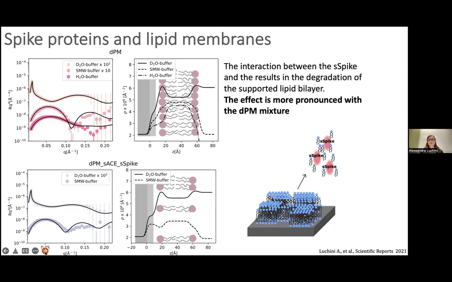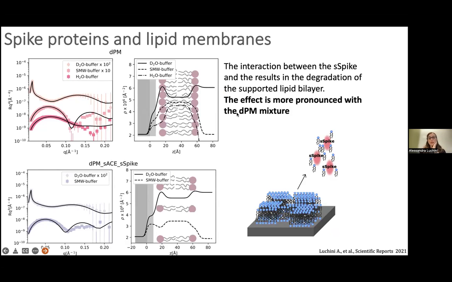Then we repeated the very same experiments, but this time using the more complex supported lipid bilayer, the one formed using the natural lipids. And we observed overall the same outcome. As soon as the spike was added and data were collected, we observed a decrease of the surface coverage, quite dramatic actually, and the removal of the lipids from the substrate.